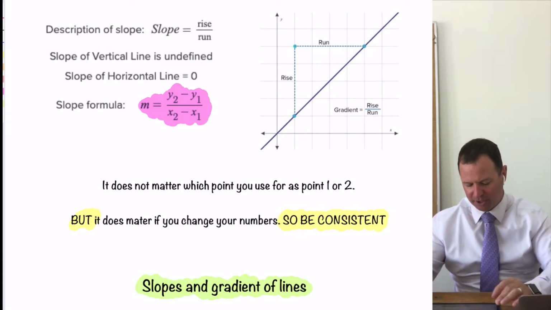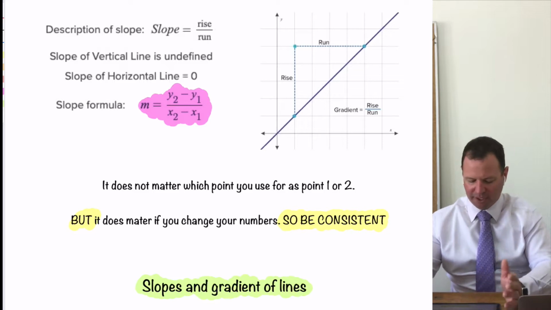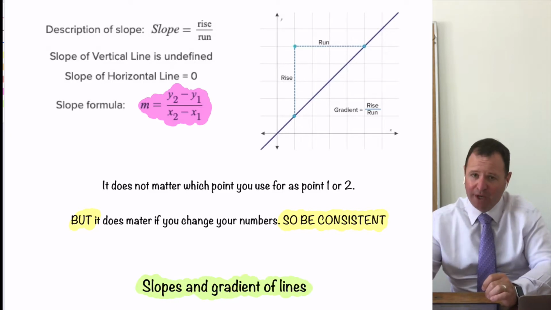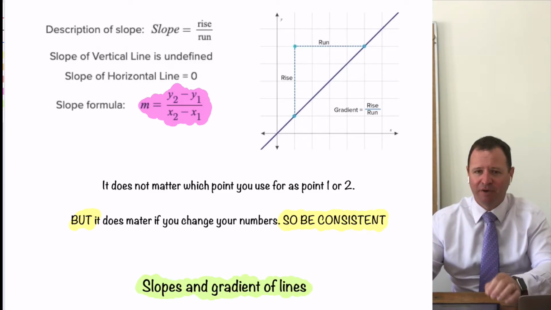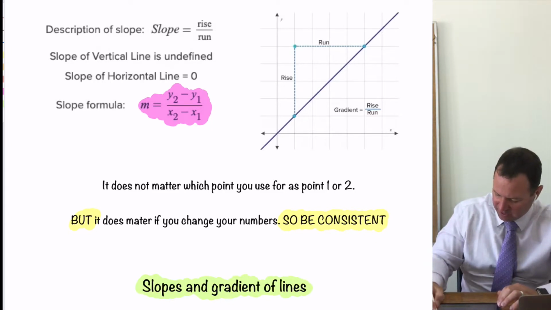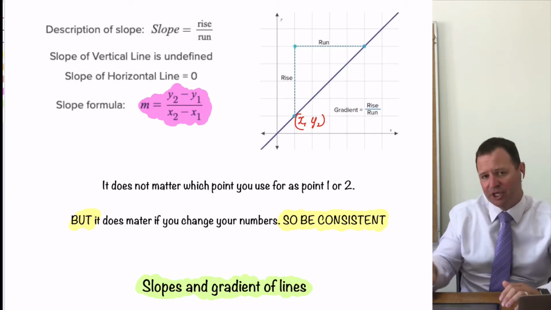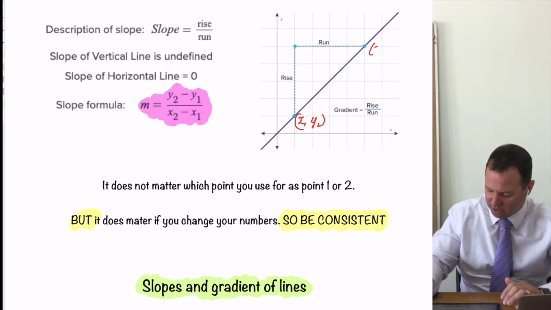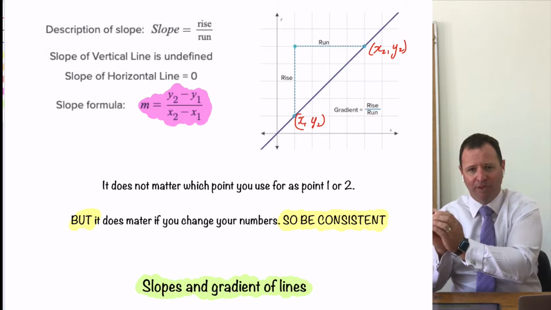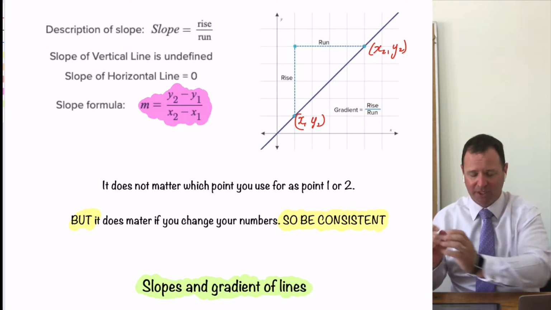The formula that we're going to use is y2 minus y1 over x2 minus x1. The thing I want to stress here, it does not matter which point you use for point 1 or point 2, but it's very important that you are consistent. So for example, if I have this as x1, this one has to be y1. I can't change that to y2. And then this one would be x2 and y2. They have to be consistent. The ordered pairs, those numbers have a relationship. They cannot move away from each other, okay?